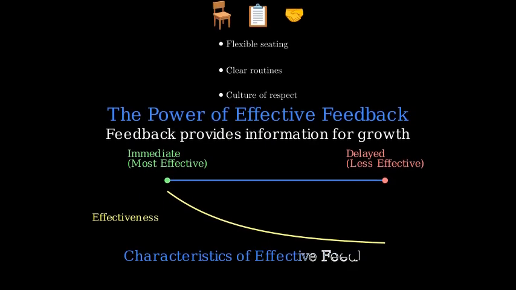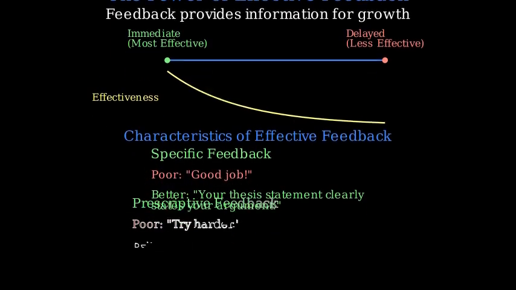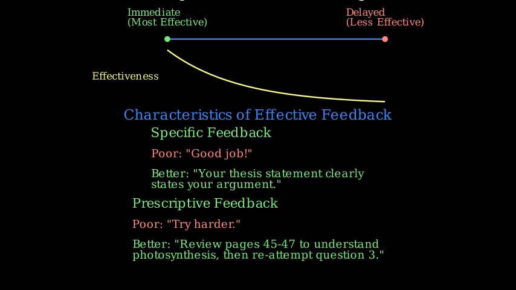Effective feedback should be both specific and prescriptive. Specific feedback identifies precisely what the student did well or where they need to improve. For example, saying "your thesis statement clearly states your argument" is much more helpful than simply saying "good job." Prescriptive feedback offers clear, actionable steps for improvement. For instance, "review pages 45 to 47 to understand the concept of photosynthesis, then reattempt question 3" provides a clear path forward, unlike vague advice like "try harder."